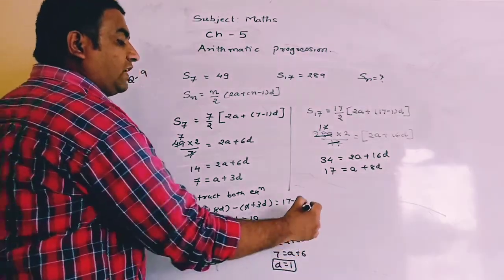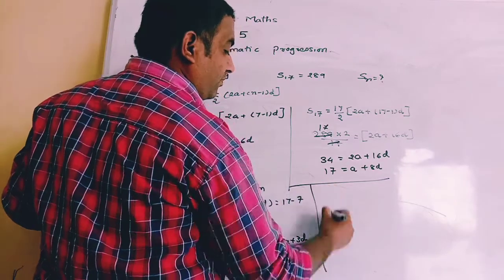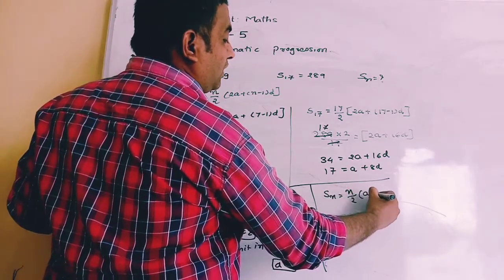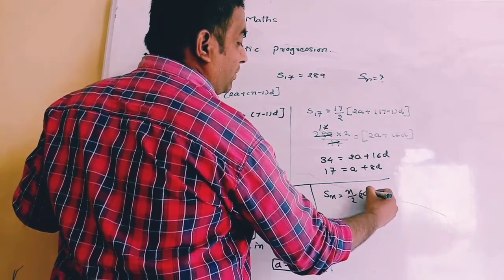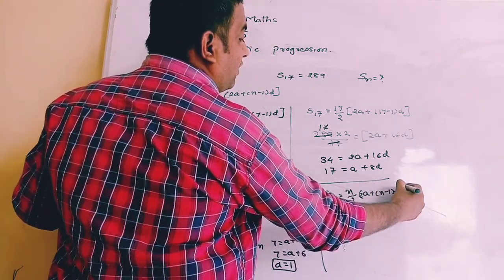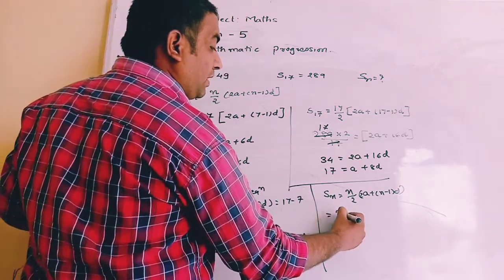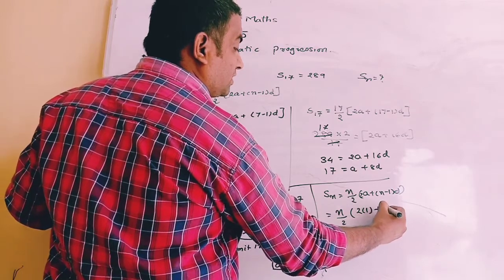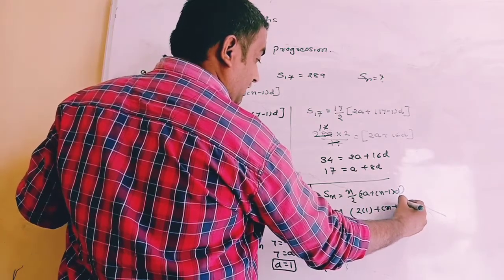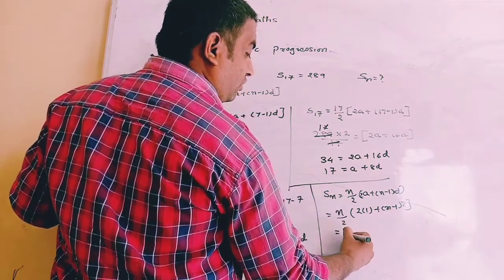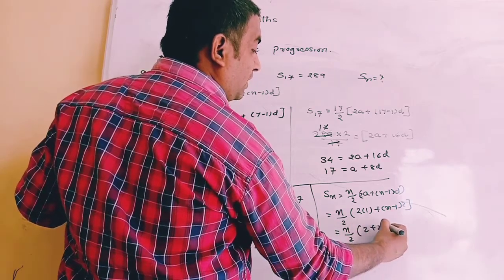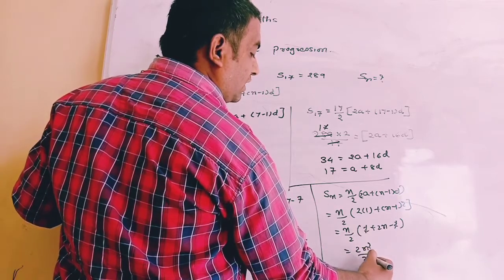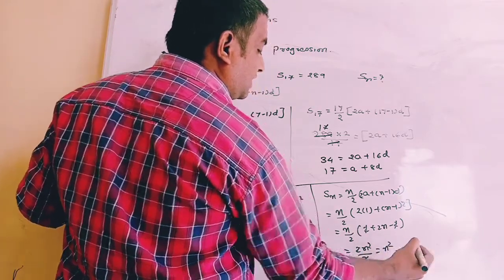And so Sn we calculate. Sn equals n by 2 into 2a plus (n minus 1)d. Now the answer should be in terms of n only, so n by 2 as it is, 2 into a, which is 1, plus (n minus 1) into d, that is 2. So n by 2 into (2 plus 2n minus 2), so 2 cancels, so 2n square by 2, and so 2 cancels, so the answer is n square.